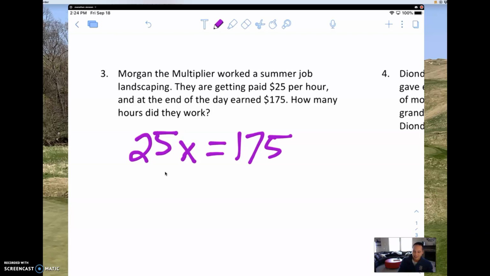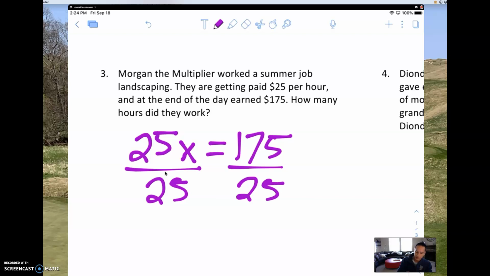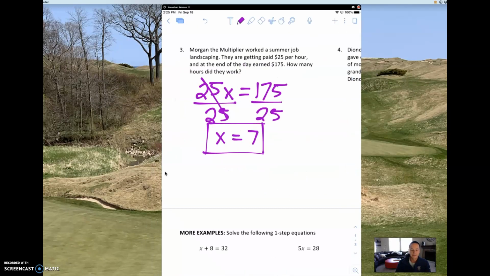That 25, because it's right next to the x, means it's multiplying. So right now x is being multiplied by 25. To get rid of multiplying, you just do the opposite. So we're going to divide by 25 on both sides. And then that 25 goes away. And we're left with 1x on that side equals, and you can use a calculator to do these, 175 divided by 25 equals 7. So Morgan worked for 7 hours on that day.